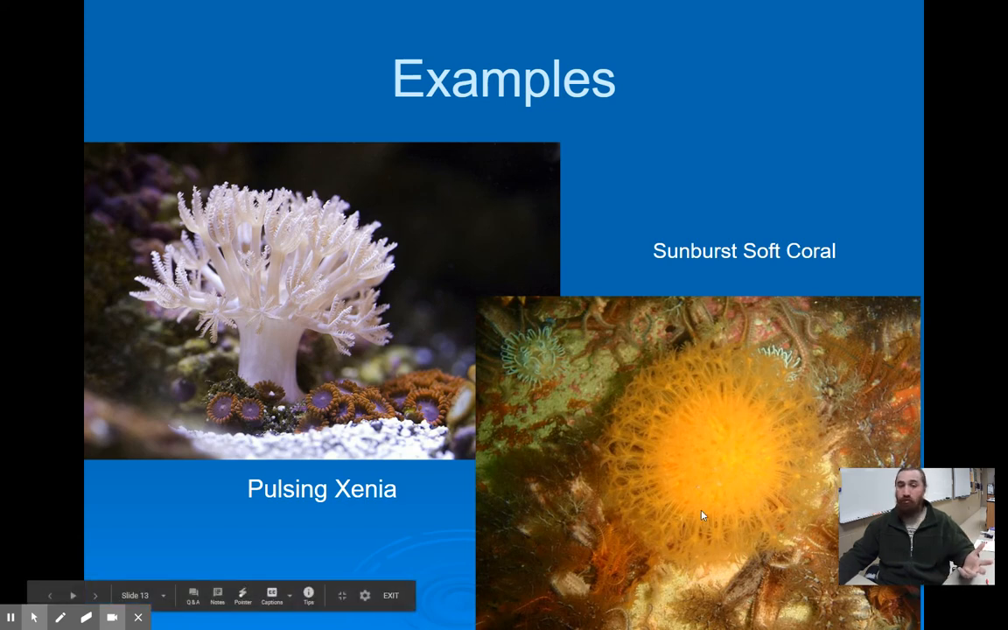Okay. Now, some examples of these are the pulsing xenia and the sunburst soft coral, which are both really beautiful. Okay, and they actually are probably the two coolest that we're going to talk about today, just based off of looks. Now, the last one for me was the hardest to figure out anything about or find any research on, just for the fact that it's relatively new.